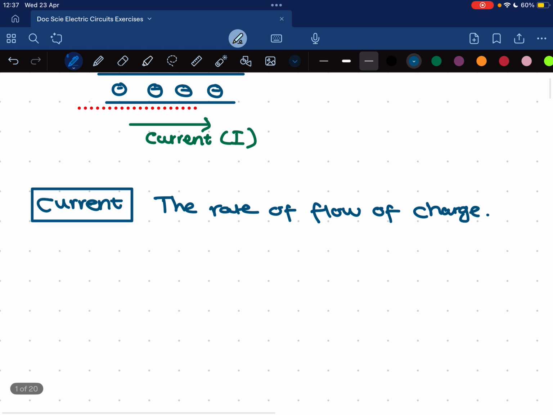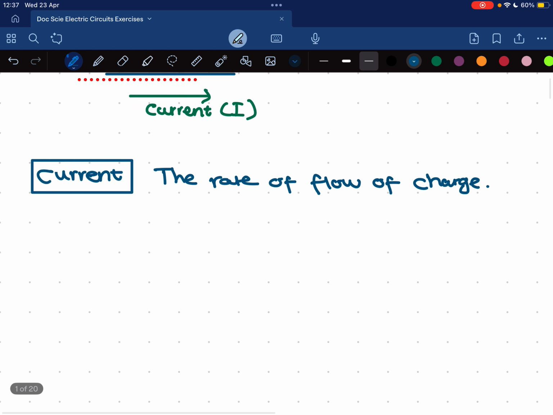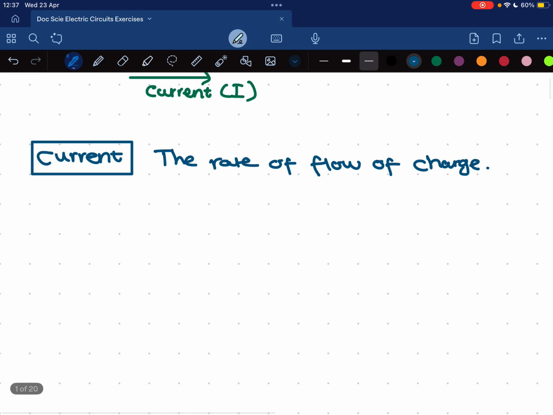Now we can derive an equation from this definition that we have. If you can recall, when we talk about rate, we talk about a change in time, because it's about the movement of charge. So that means that if charge moves faster inside the conductor, then we're going to have more current inside the conductor. So it's all about how fast these charges are moving.